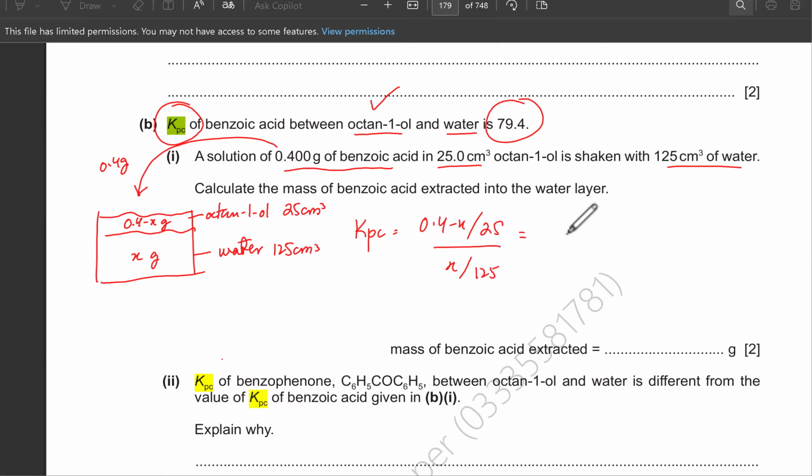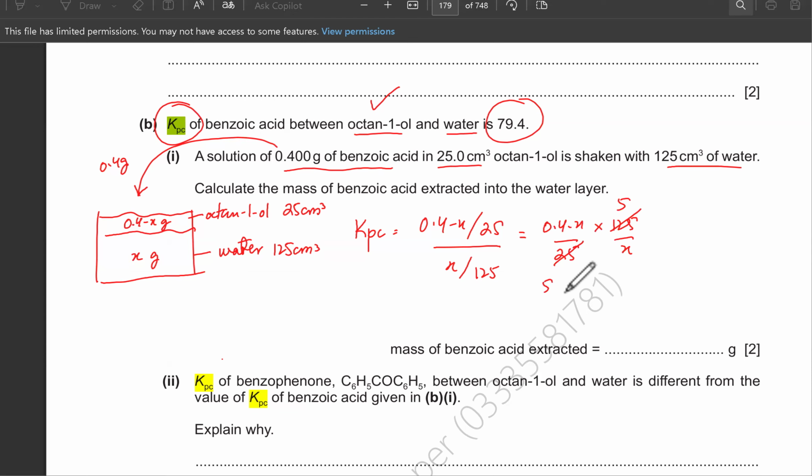So I'm going to first rearrange all of this. It's 0.4 minus X, 25, and on the other side it's going to be 125 divided by X. The 25, this would be 5, I think. So it's going to be 5.